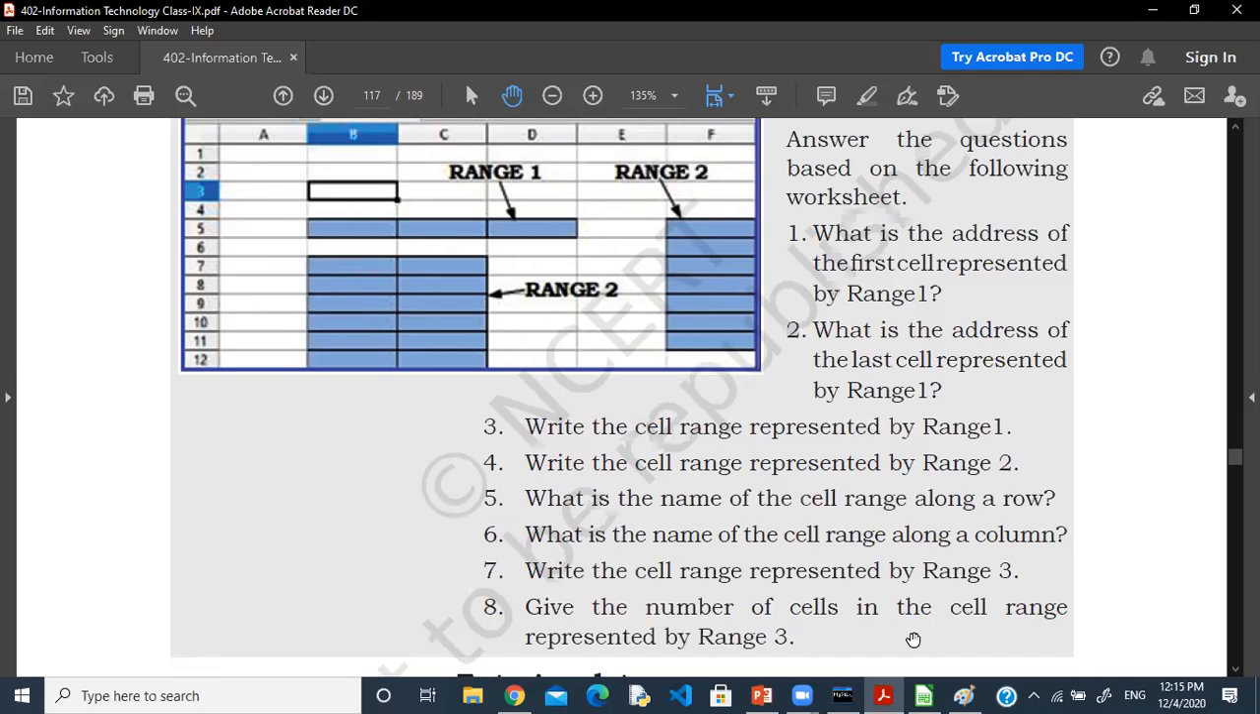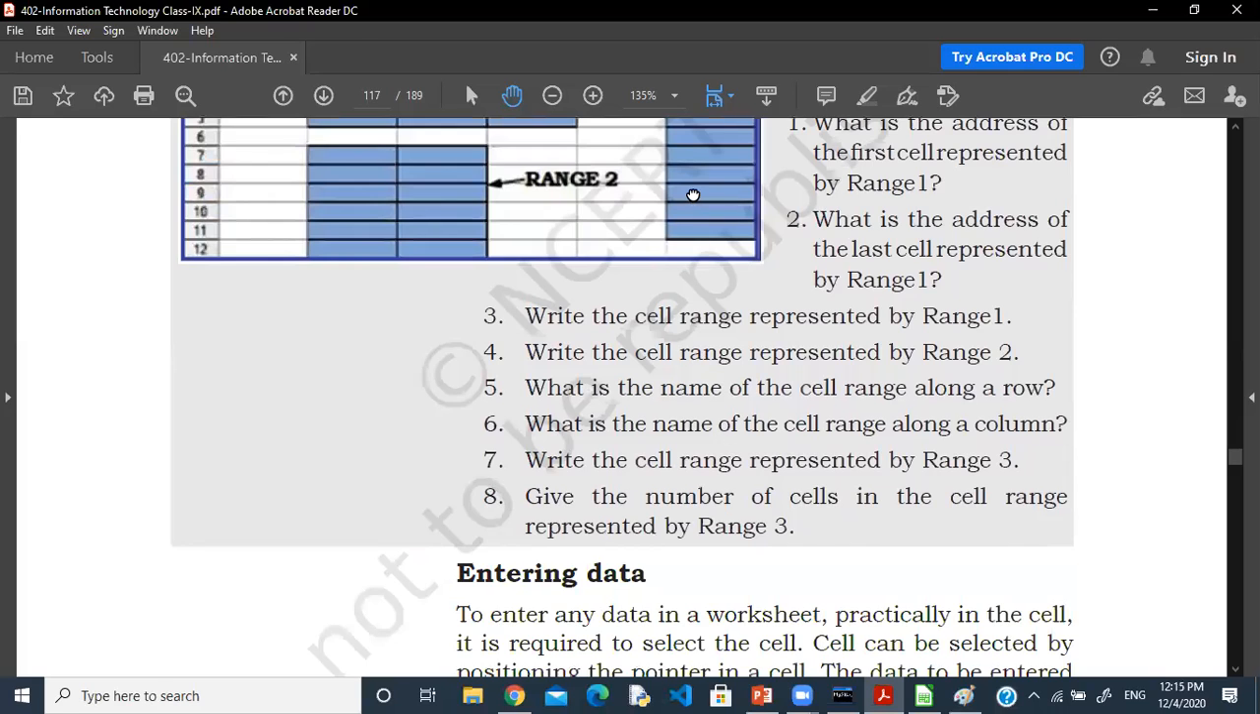Give the number of cells in the cell range represented by this. So you can count 1, 2, 3, 4, 5, 6. So 6 times 2 is 12. So there are 12 cell addresses there.